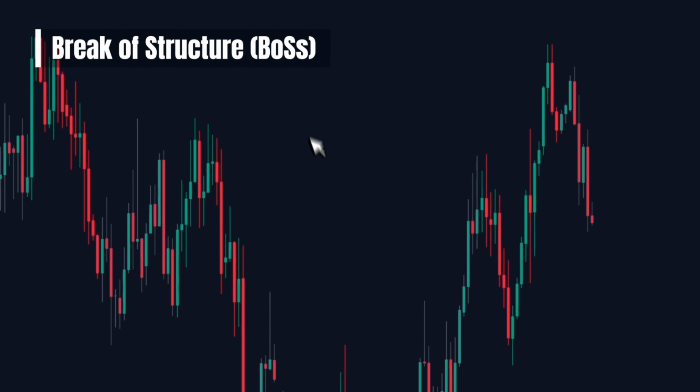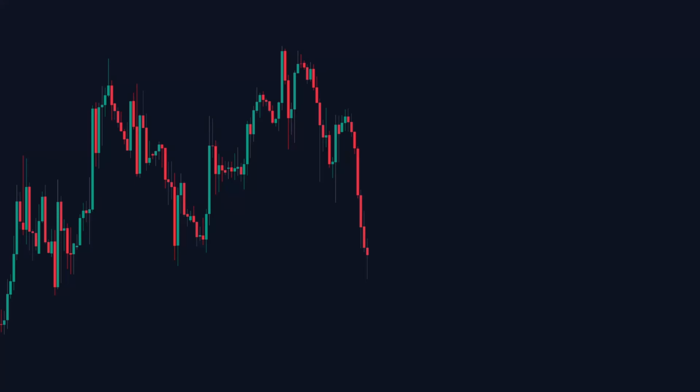Break of structure, or BOS. A break of structure happens when price breaks a recent high or low in the trend. For example, in an uptrend, when price breaks a previous high, it confirms buyers are still in control. In a downtrend, breaking the previous low signals sellers are strong. BOS helps confirm market direction and is often used to validate entries or continuation trades.